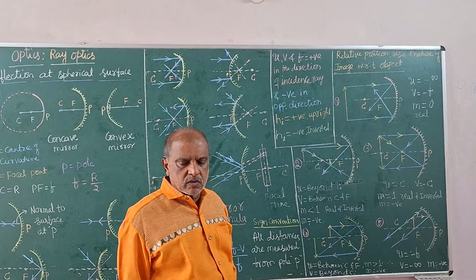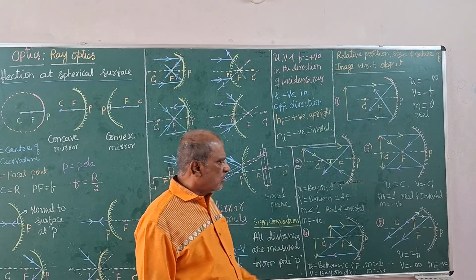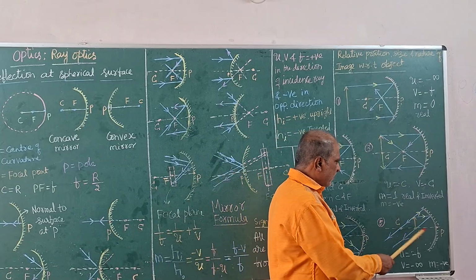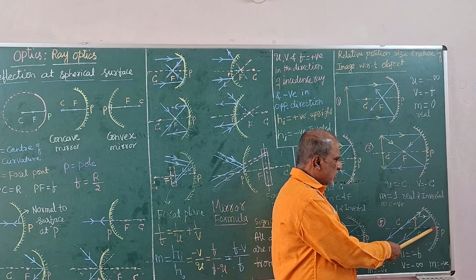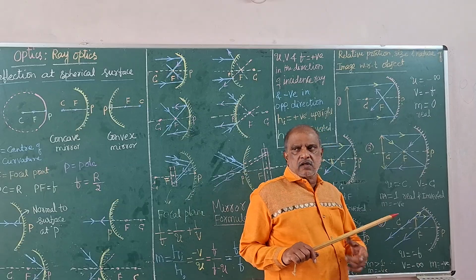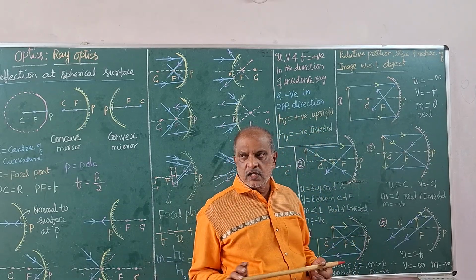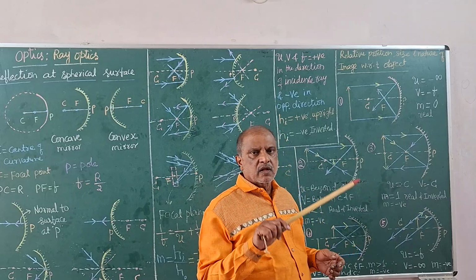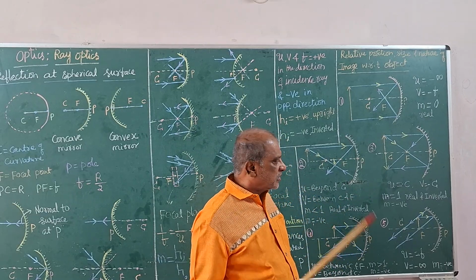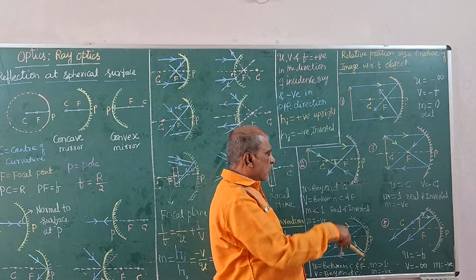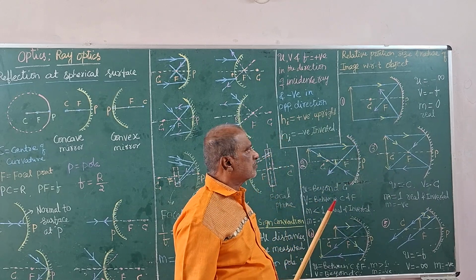There is one more, that is the sixth case. If the object lies between F and P, let us understand that image formation in the next session, and also image formation by the convex mirror in the next session. So with this diagram, it is clear.